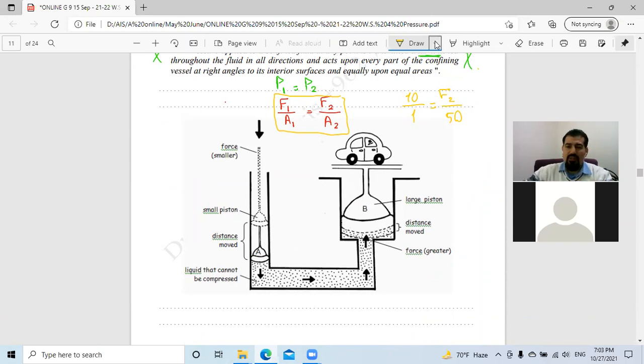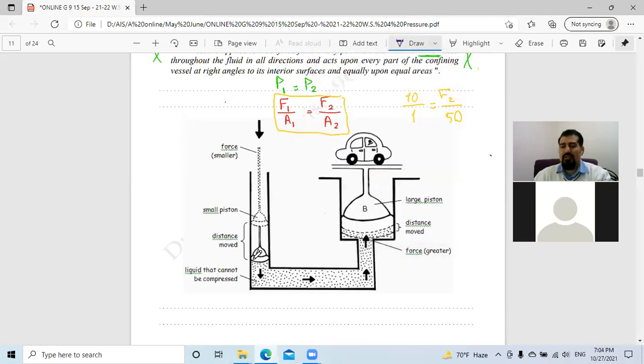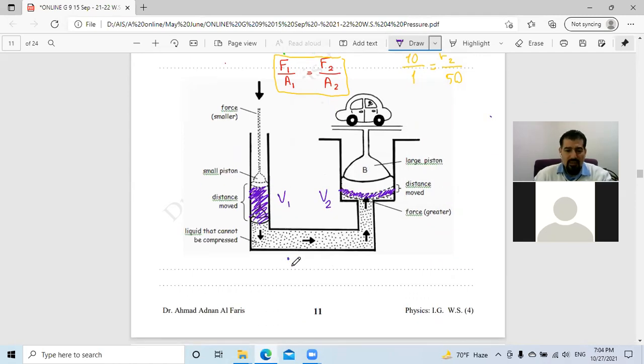Now, the problem in this type of question is that I need to push a huge distance here. The distance here is huge, but the distance moved by the car would be small. Why? Because all this volume I displace by this oil, or this fluid, is the same volume. But since this piston has a greater surface area, the distance moved will be small. So the volume here and the volume here are the same. The volume moved by the first, small piston and the volume in the second piston are the same.